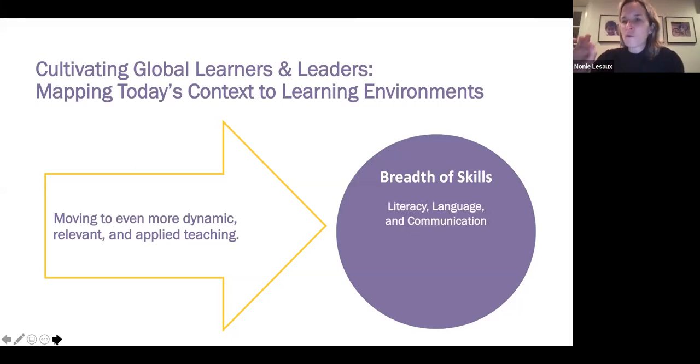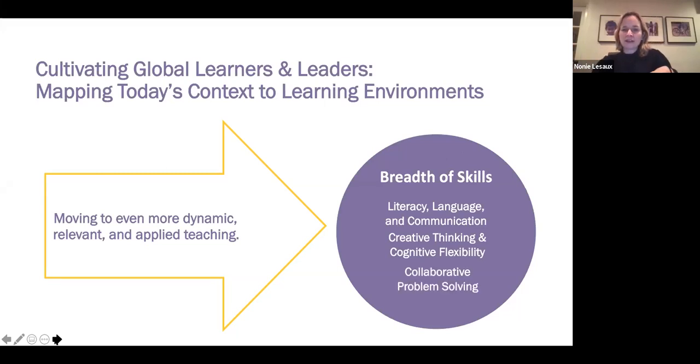That we are going to go for the language, literacy, and communicative skills and competencies, the creative thinking and cognitive flexibility, the collaborative problem solving. Getting there necessarily means a more dynamic, relevant, and applied teaching model. And we may be three-quarters of the way there in some settings, and we've got to keep going. And in other settings, we may have room to grow even further. But at every level on that continuum, I would argue there is room for growth further.